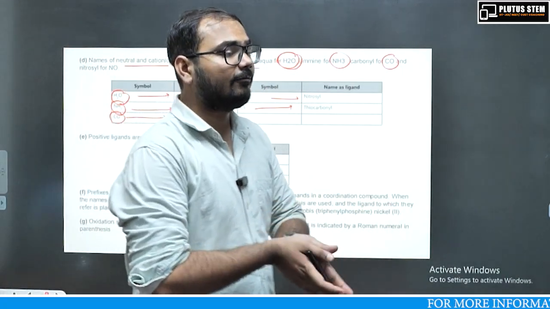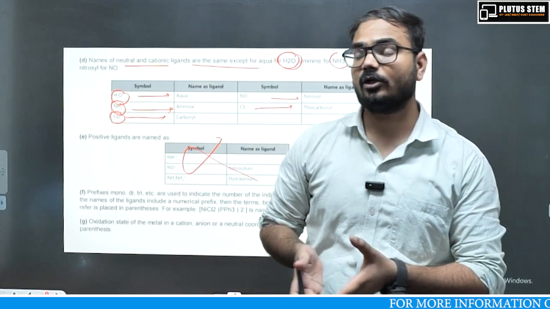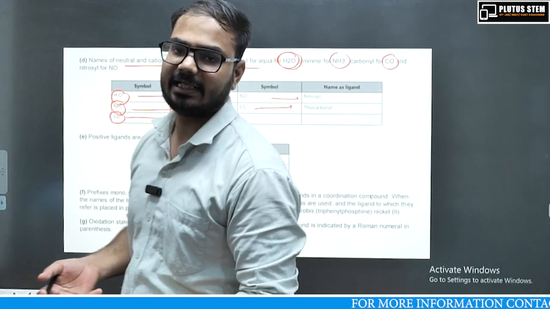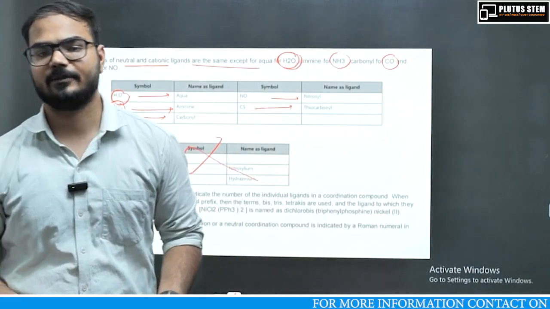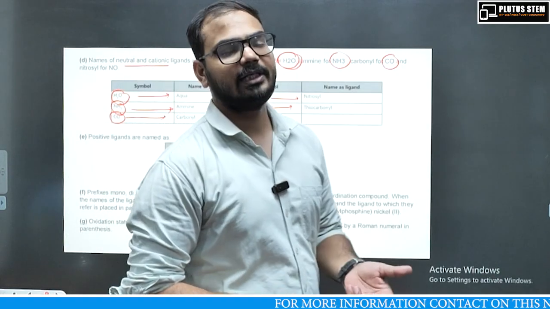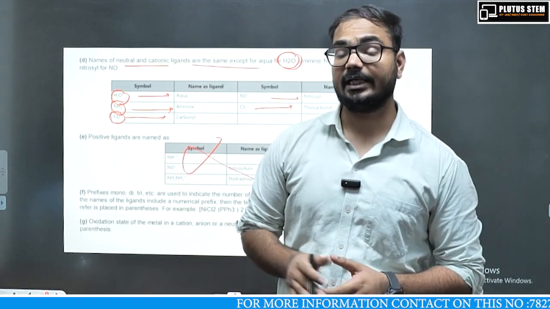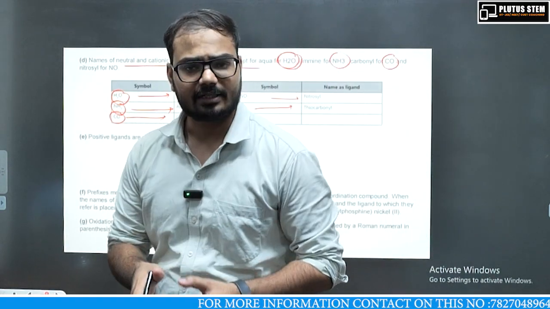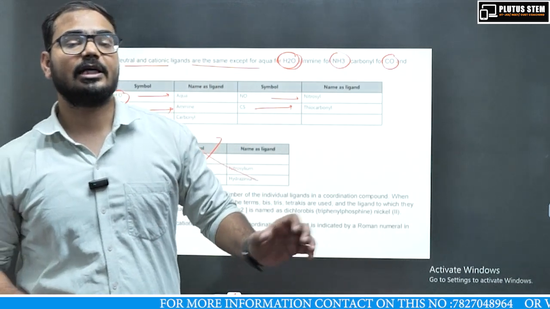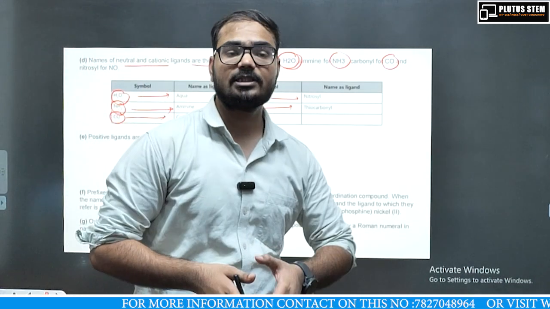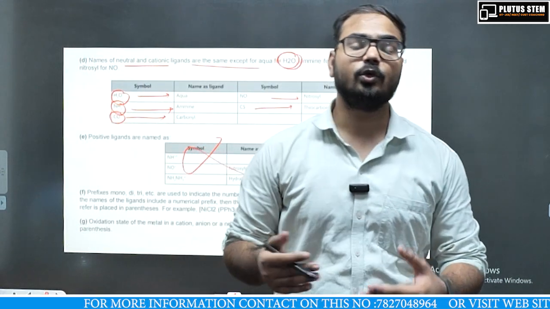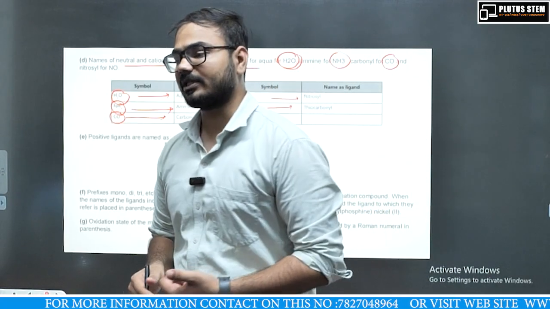But if you have a ligand which already contains these words like di, tri, for example, ethylenediamine. Ethylenediamine already contains the word di in itself. So if you start writing the name en whole twice, how would you write it? So for such kinds of ligands, we use new terminology, that is, you add a prefix.